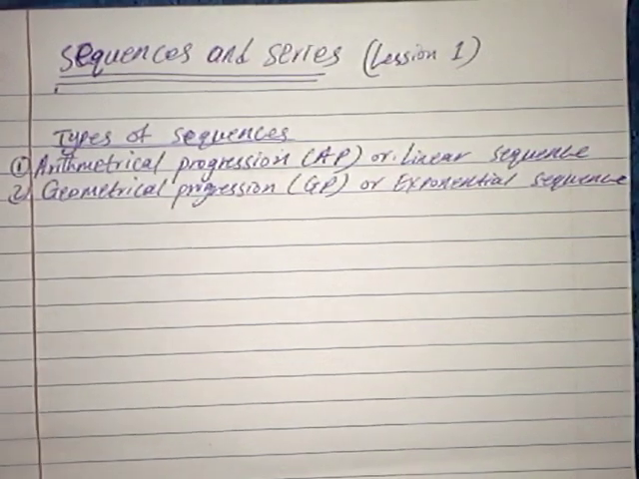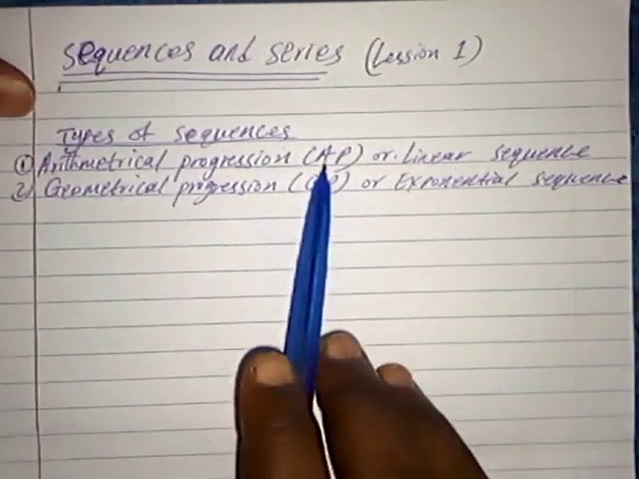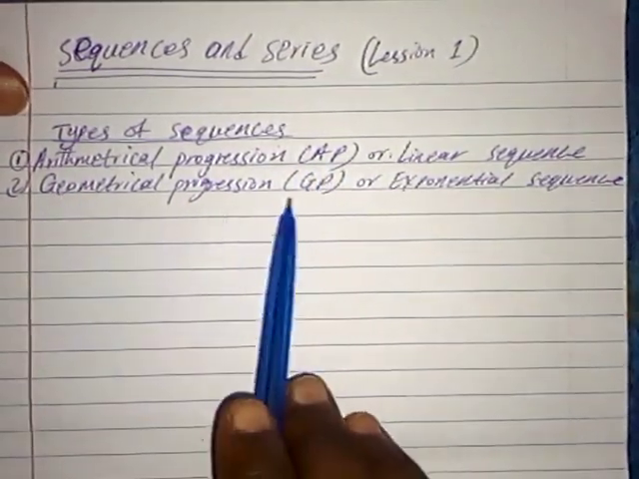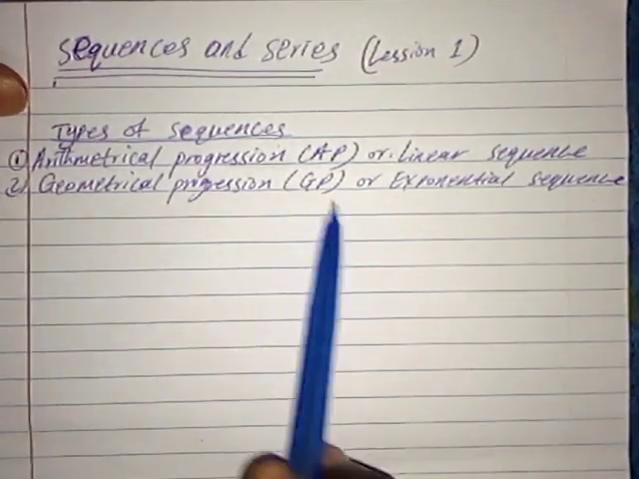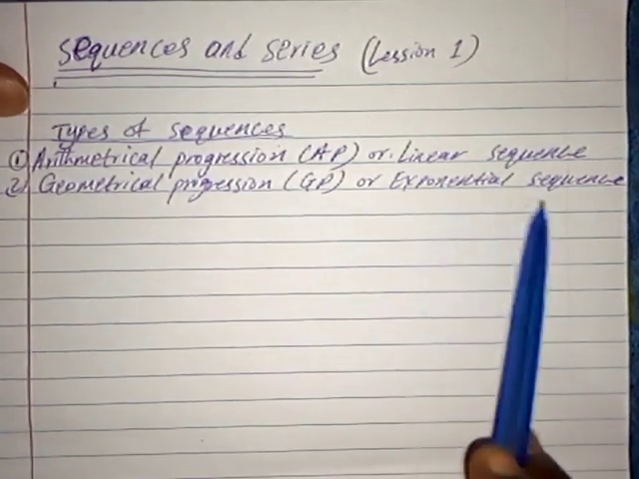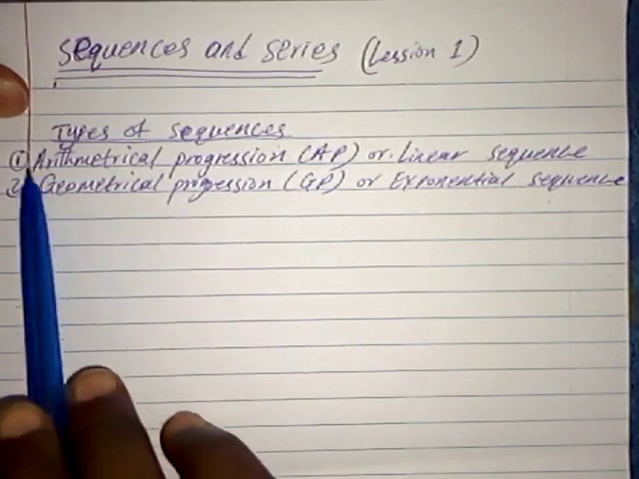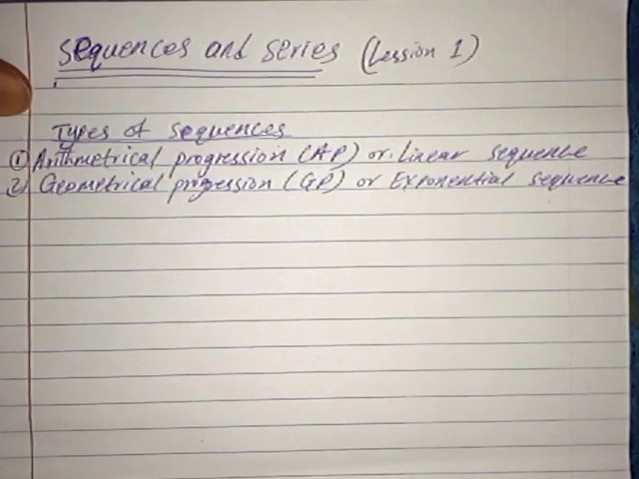But in this lesson, we'll only be treating arithmetic progression, which is AP. In Lesson 2, we'll be treating geometric progression. In Lesson 2, I will explain to you why this is called exponential sequence. You will know why they term it as exponential sequence. Did you get it? Good. So now let's proceed with the arithmetic sequence, which is AP.